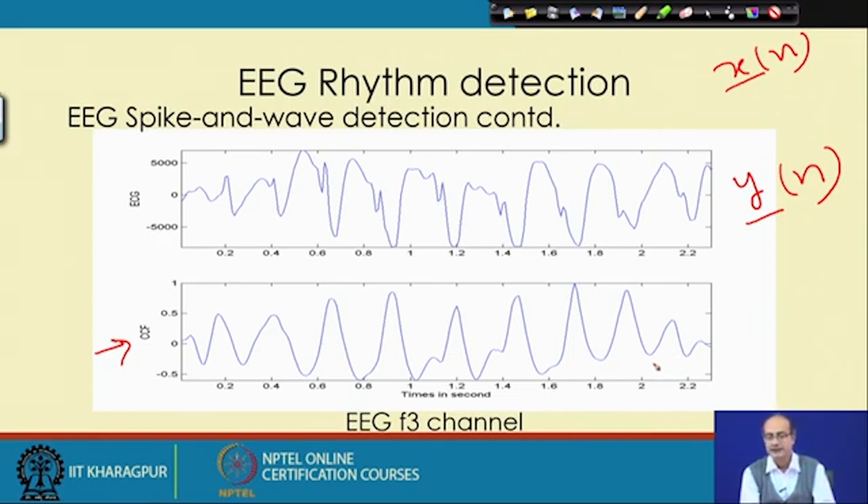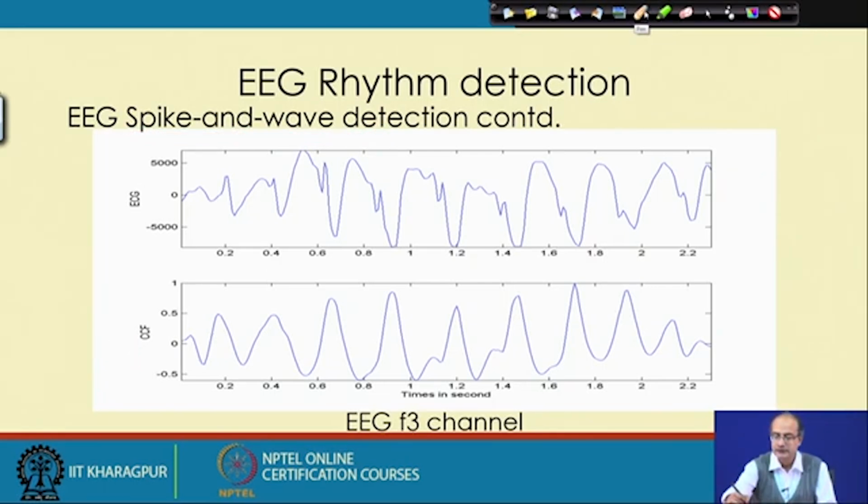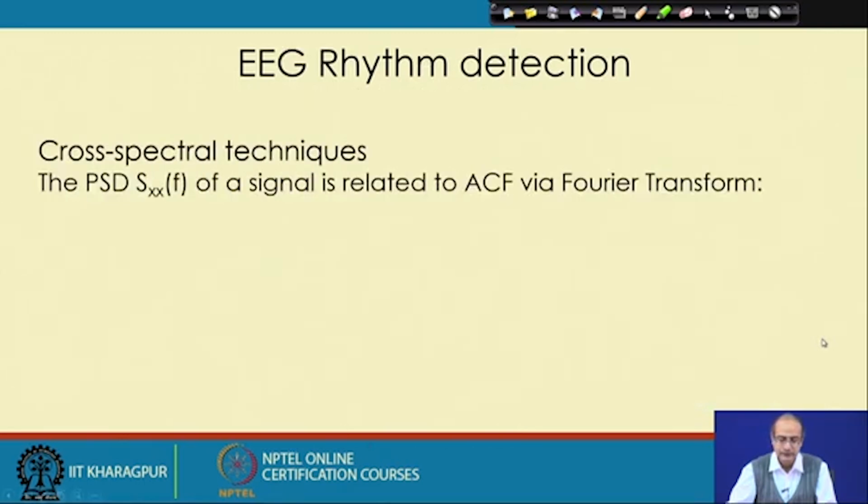So, that gives us the faith that in the F3 channel also we have the presence of the spike and wave signal. So, we get some use of it. Now, let us see some other technique.